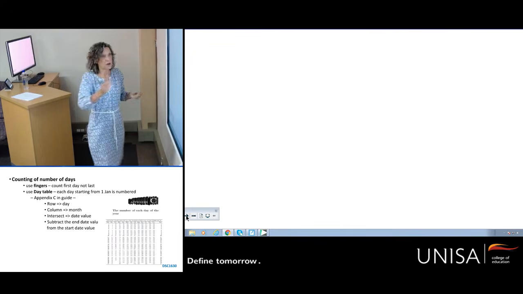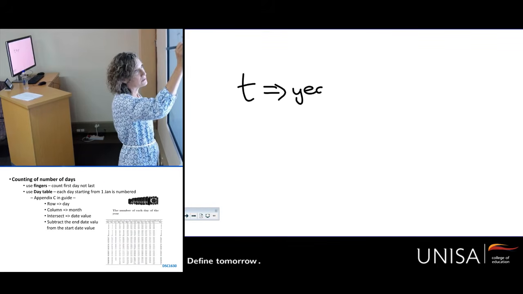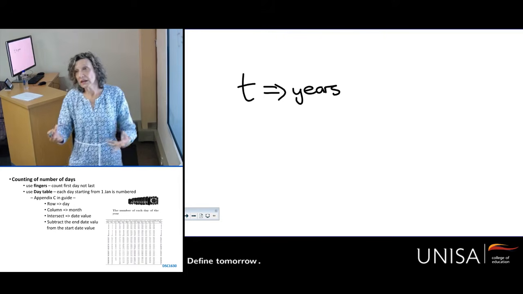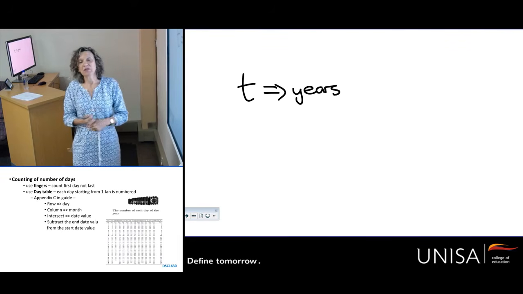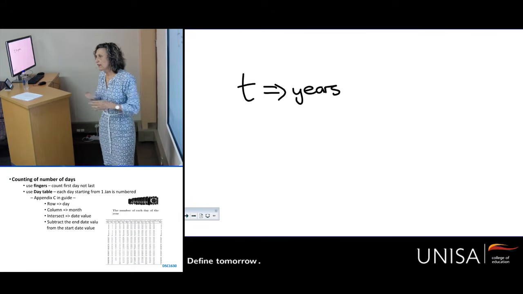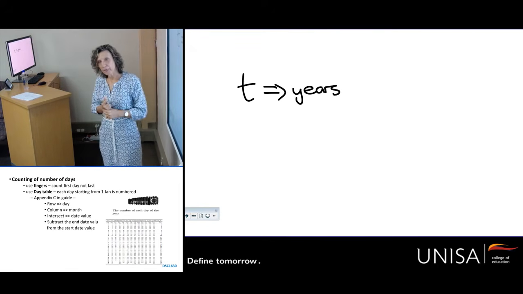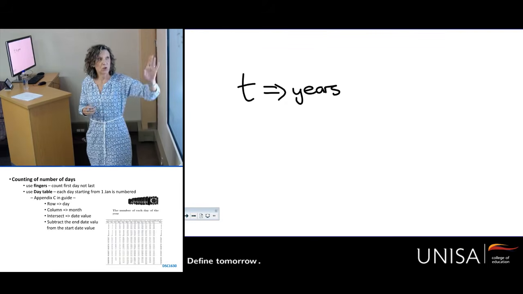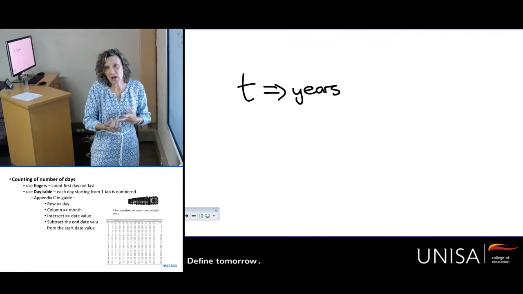Remember, I said T must be in years. Now, sometimes we don't work with months or weeks. We might need to work with days. So I would, for instance, say I'm investing it on the 4th of July, and I'm going to take it out of my bank account on, let's say, the 8th of October. So in that instance, we're working with literally days and not with years or months. So how do I count the number of days?